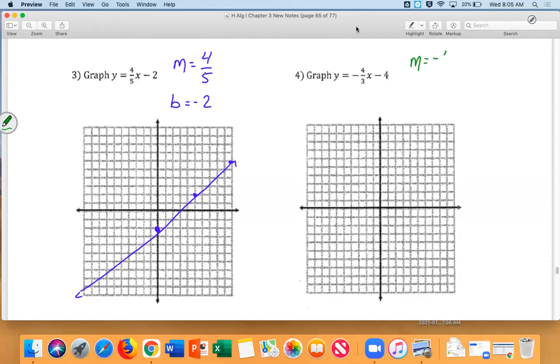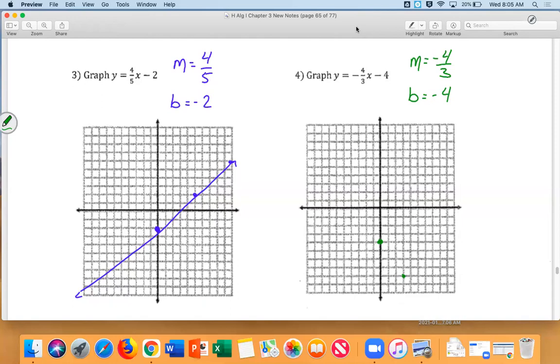My slope is -4/3, meaning I'm gonna go down 4 and to the right 3, and my y-intercept is -4. So I'm gonna go 1, 2, 3, 4, down to -4. And I'm gonna go from there, down 4, 1, 2, 3, 4, and to the right 3, 1, 2, 3. Now, if I go down 4 again, I go 1, 2, I'm off the graph, so I stop.